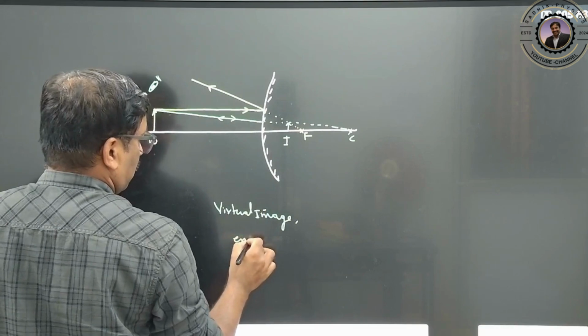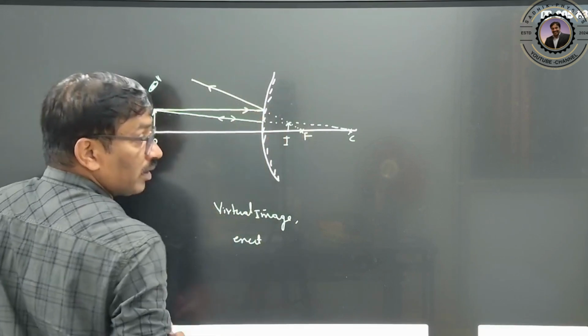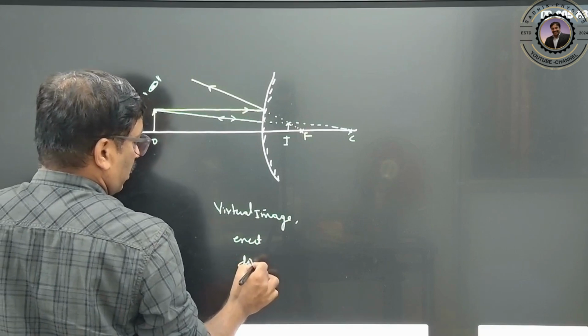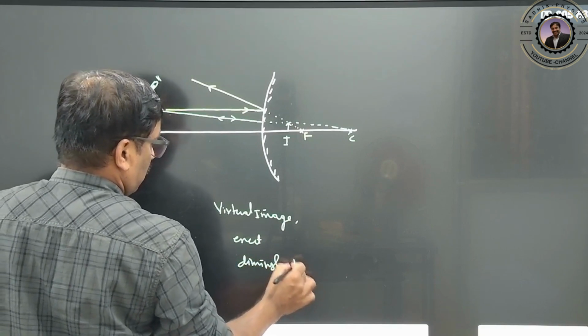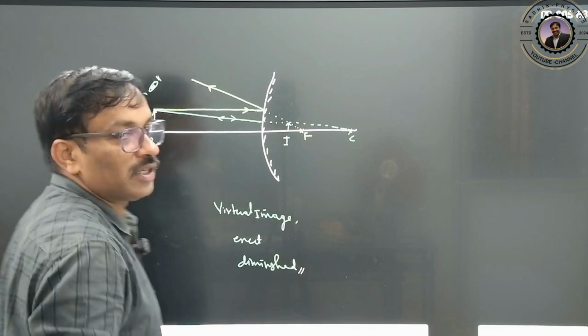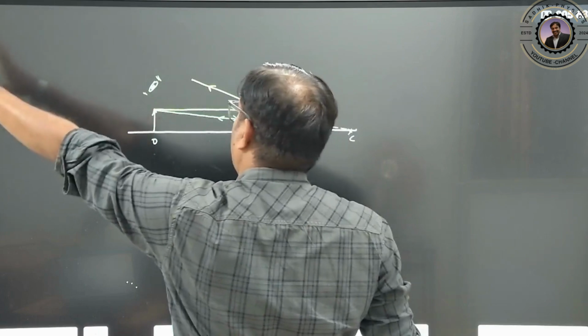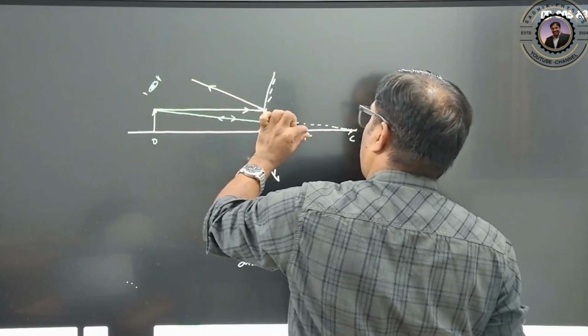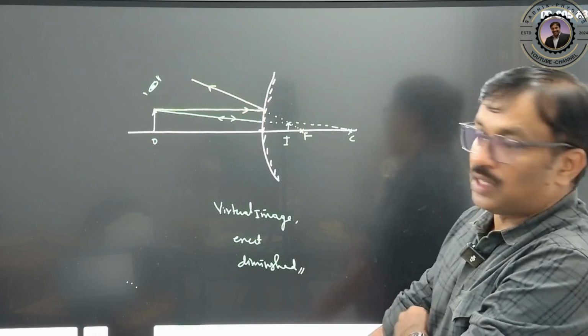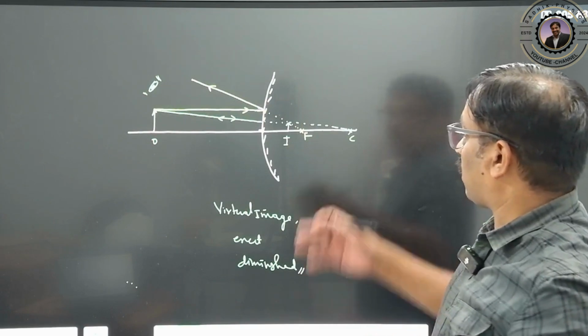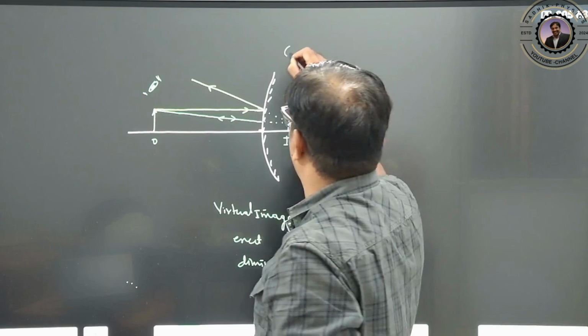Next, how is it? Erect, that is nothing but upright. But here it is diminished, so it becomes a smaller size. And if an object is at infinity, the image will be formed at the focus, that's all. These are the two ray diagrams. So you can go for the other mirror.